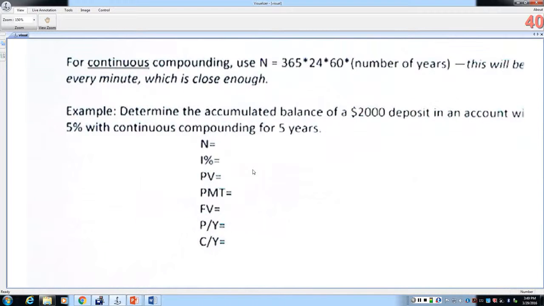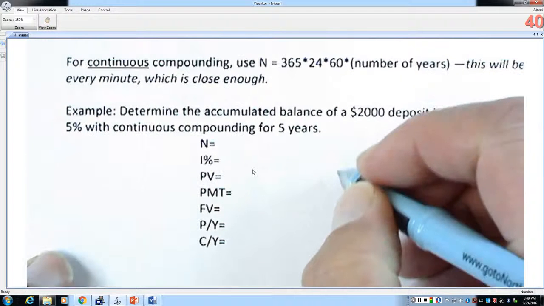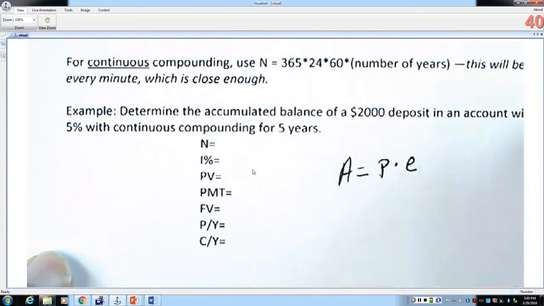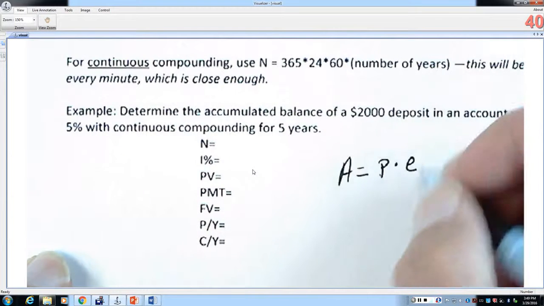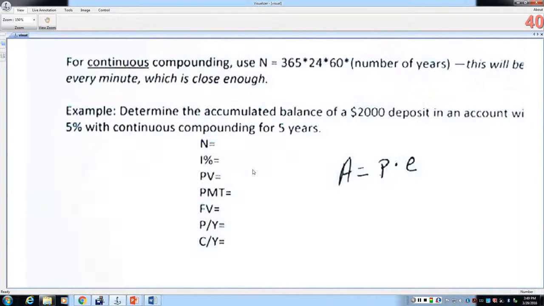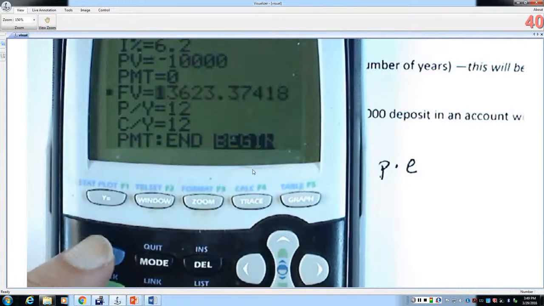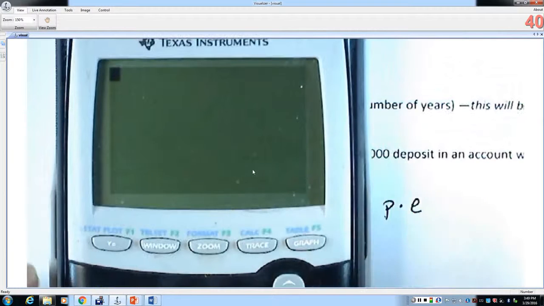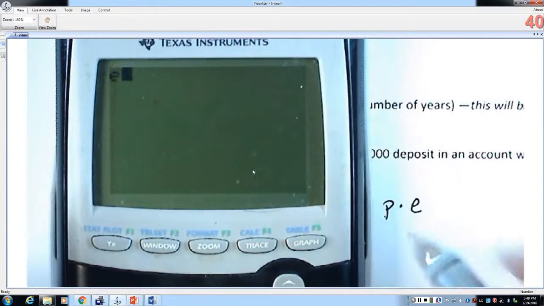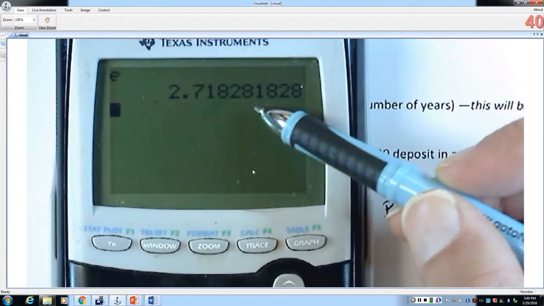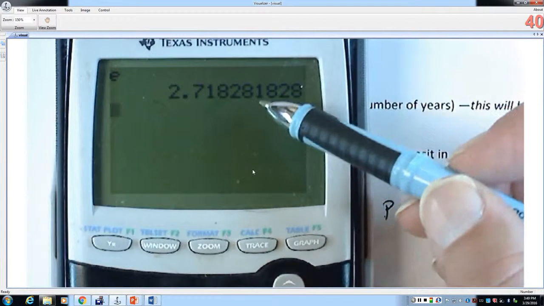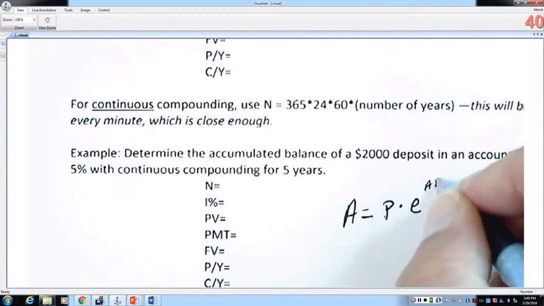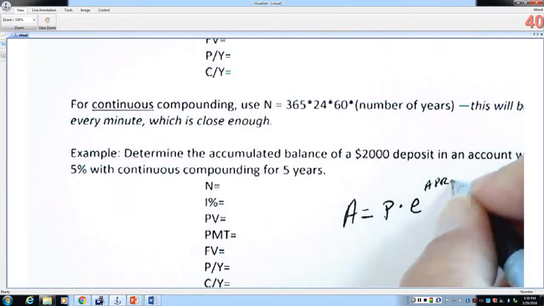If you did it by the formula, the amount is equal to your principal times e, a constant called the exponential constant. You have it right here on your calculator, a little e, second and e, which is basically 2.71828. That's what they call the exponential constant. So this formula is e to the APR times y.